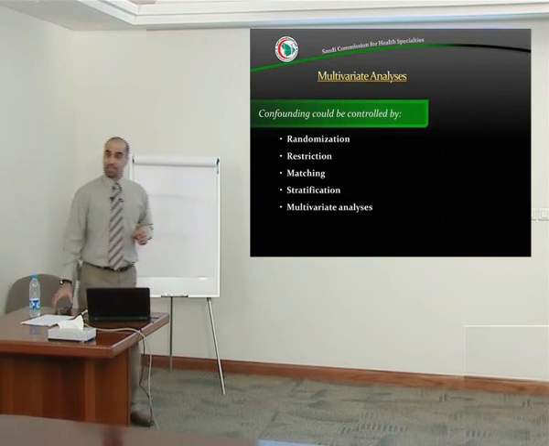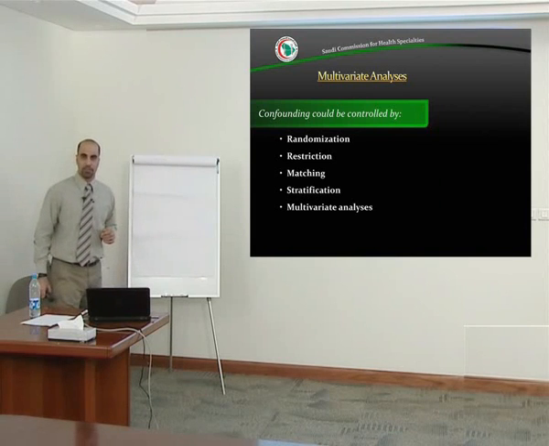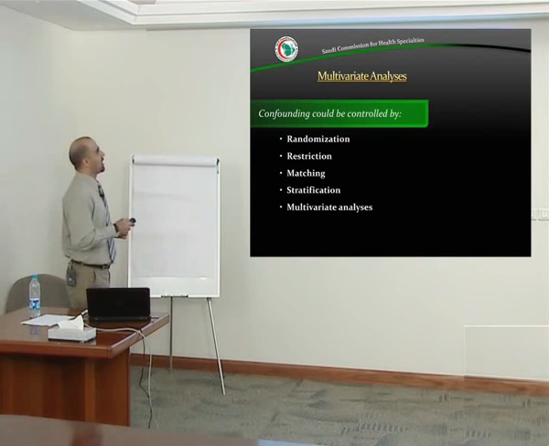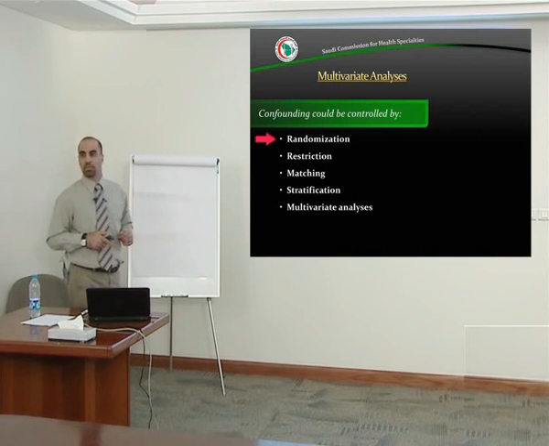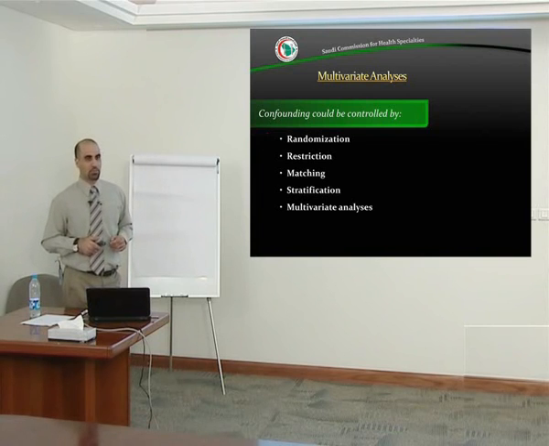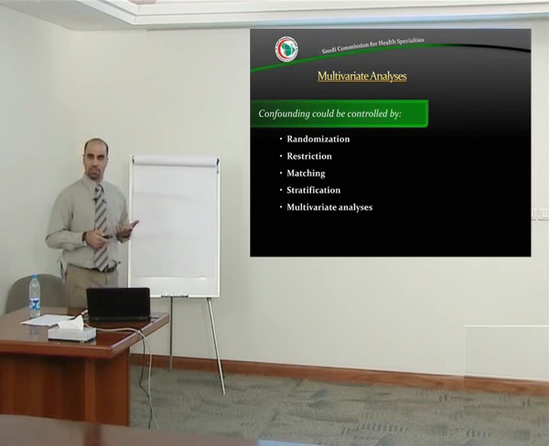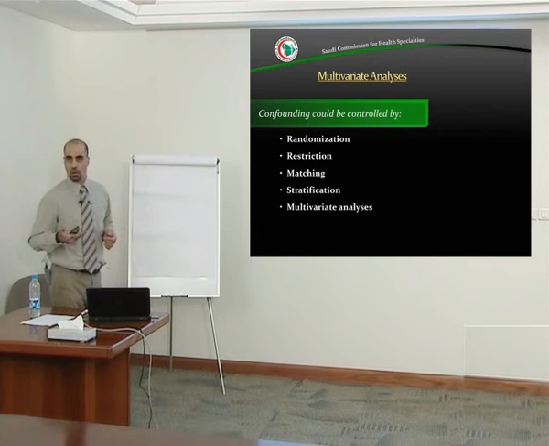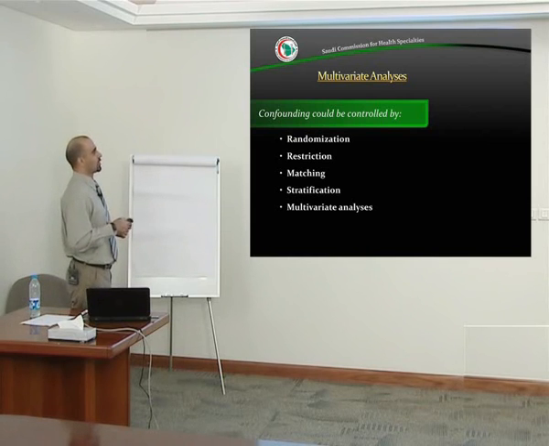Now, multivariate analysis, why do I do multivariate analysis? To control for confounding. Basically, confounding could be controlled by, number 1, randomization. What is randomization? We have talked about it, where we create 2 groups who have equal characteristics, right? But most of the times I cannot do randomization because it's unethical or so on and so forth. So I cannot do randomization.